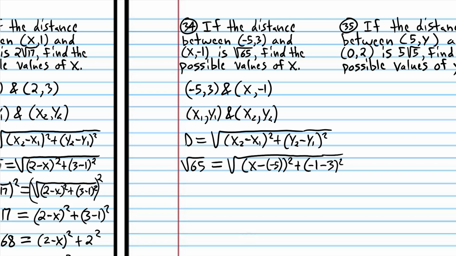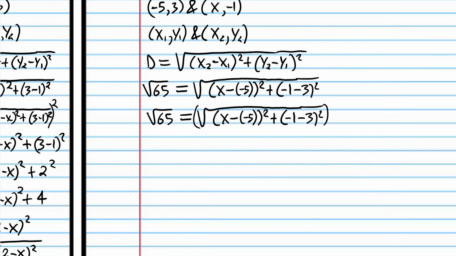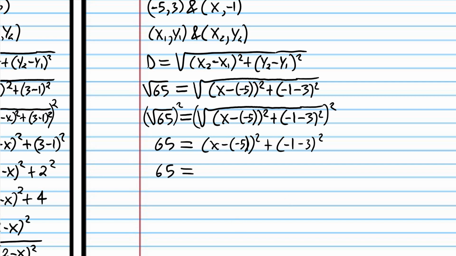And we're going to square both sides. I'm just going to copy that because I don't feel like writing it out again. So we're going to go ahead and square both sides to get rid of the square roots. That's the first step. And we end up with 65 is equal to x minus negative 5 squared plus negative 1 minus 3 squared. Again, I'm not skipping forward here at all. I'm taking my time, I don't want you to get confused. Double negative becomes a positive. Negative 1 minus 3 is negative 4. We can go ahead and square negative 4, and we get 16.